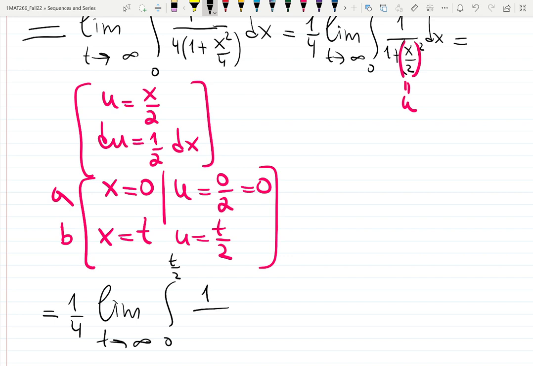1 over 1 plus u squared du, correct? No. What is missing? And also 2. Oh, first of all, squared. That's like duh. But 2. 2 is missing. You see this 1/2? I need to multiply it by 2 to isolate dx. So it will be times 2.